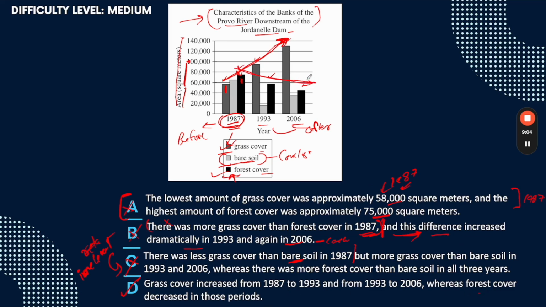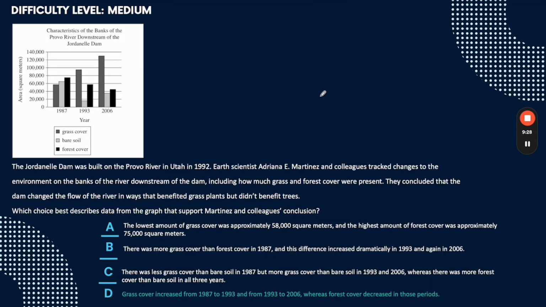And for forest cover, we do see a decrease. And this is comparing what? This is comparing between 1987 to 1993 and 1993 to 2006. So clearly before and after, right? We have that clear comparison. It's related to the conclusion. The information given in this particular option is matching the information given to us in this infographic, right? And for all these reasons, we could say that D is our correct option.